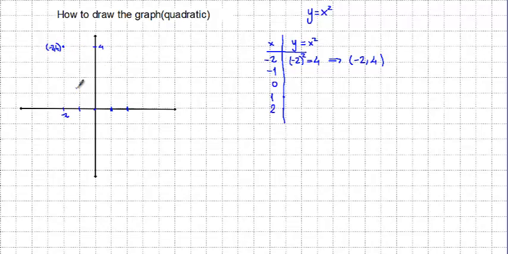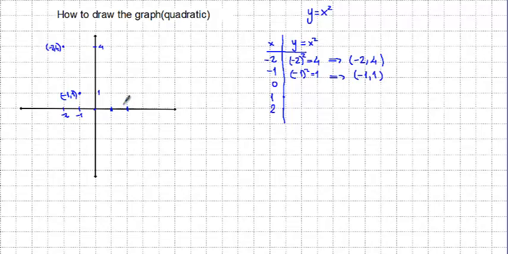The second coordinate, minus 1. y is equal to minus 1 squared, that's equal to 1. So the y value is 1 here. x is equal to minus 1, y is equal to 1. So the second point is going to be here, the coordinate minus 1 and 1.